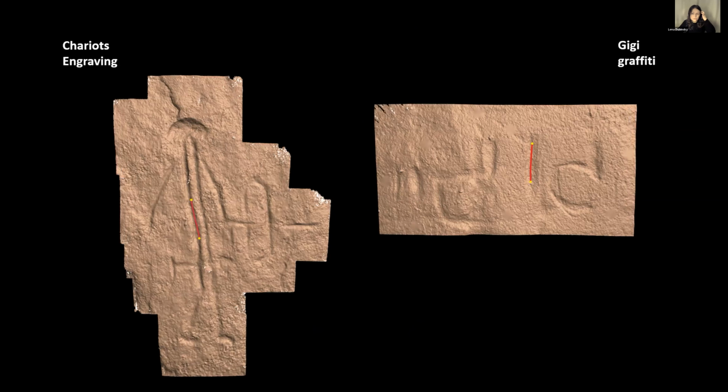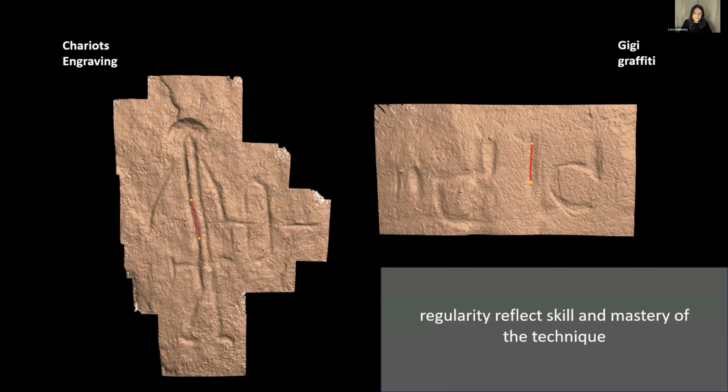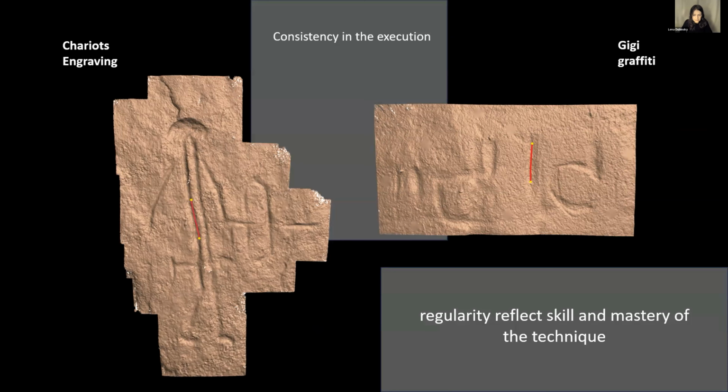So the chariot showed steady mark making. The Gigi graffiti showed large fluctuation and frequent changes, as the assumption is that regularity reflects skill and mastery of the technique. Consistency of measurements and in MP count along AS reflect skillful execution.